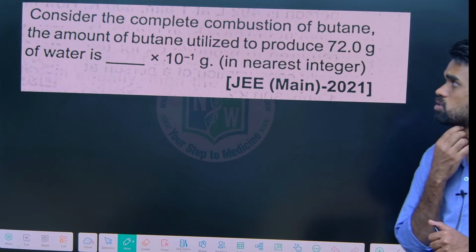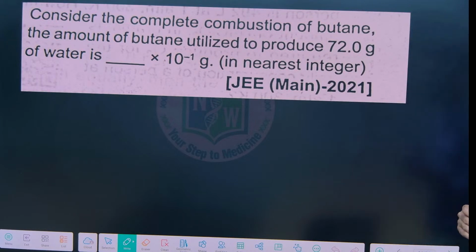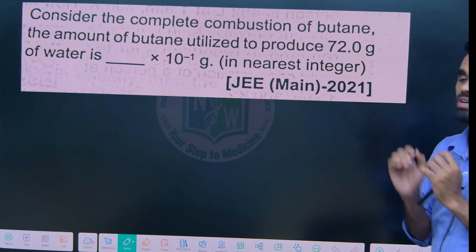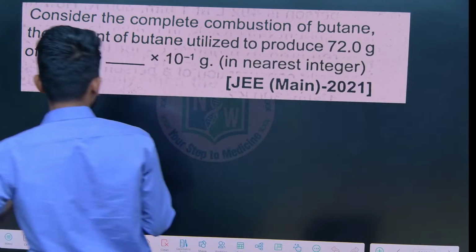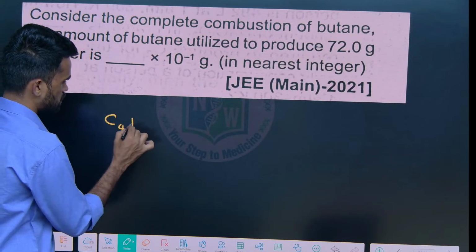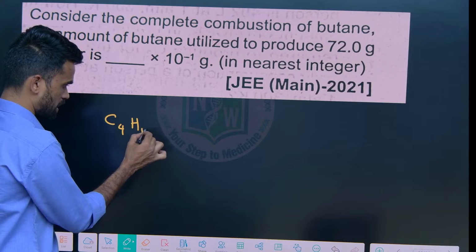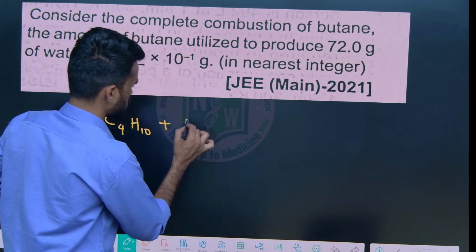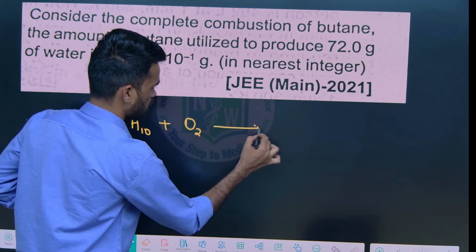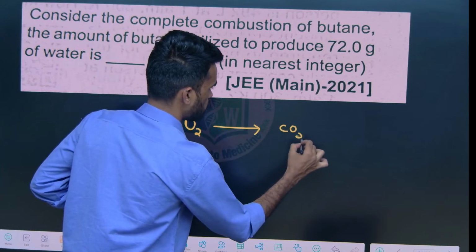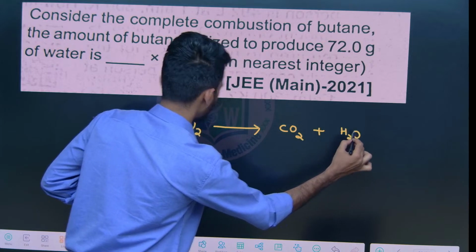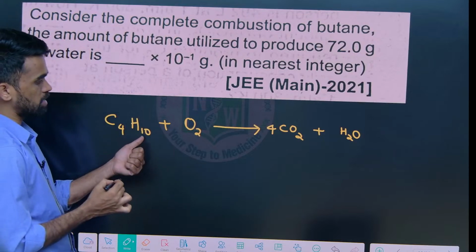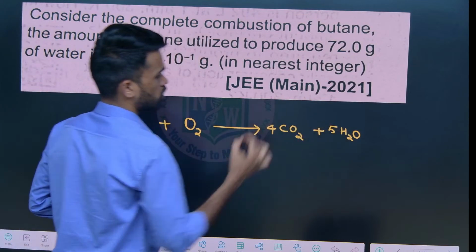Just try to solve this question. Consider the complete combustion of butane. The amount of butane utilized to produce 72 grams of water. See, what is the formula of butane first? C4H2n+2, that is C4H10. Upon combustion, what do we require? Oxygen. We are going to produce CO2 plus H2O. How many carbons are there? 4, so 4 CO2. How many hydrogens are there? 10, so here 5 H2O. 5 twos are 10.